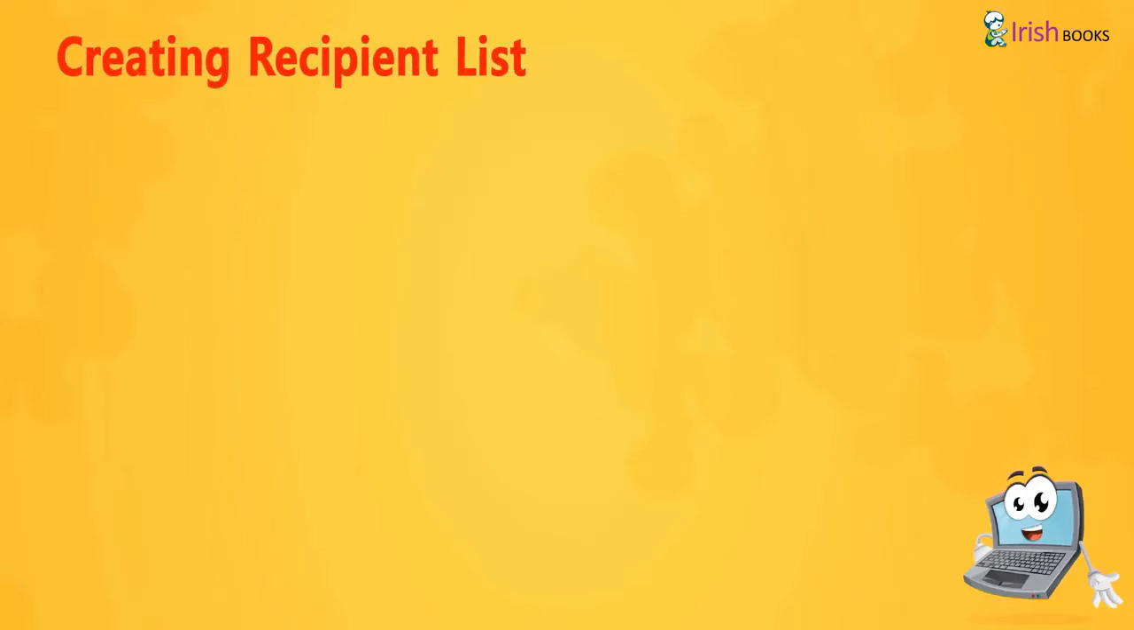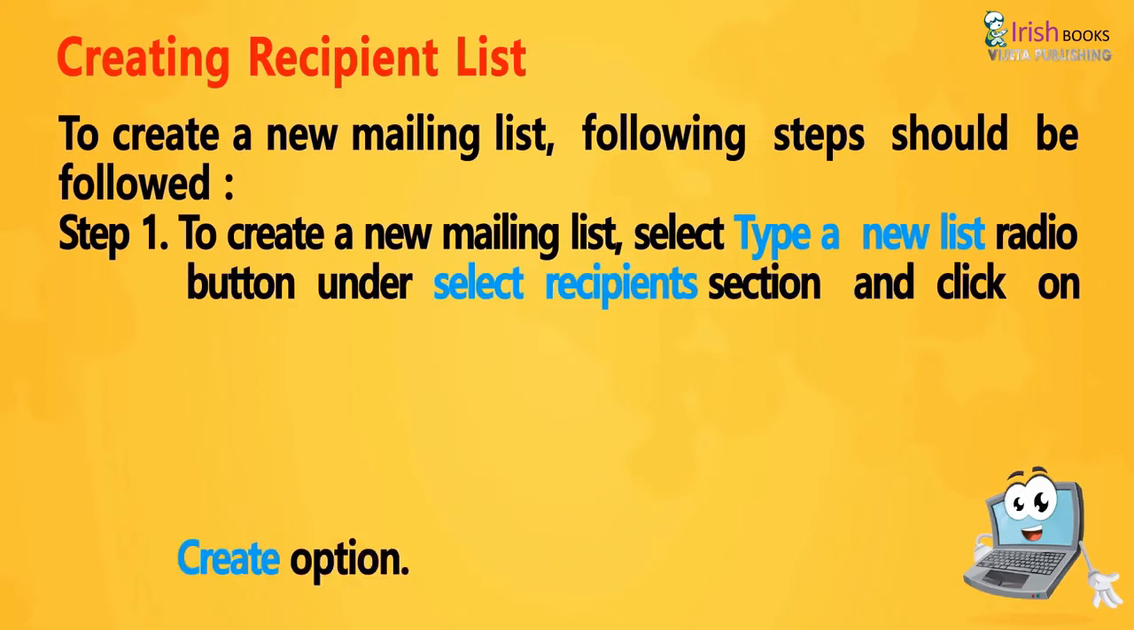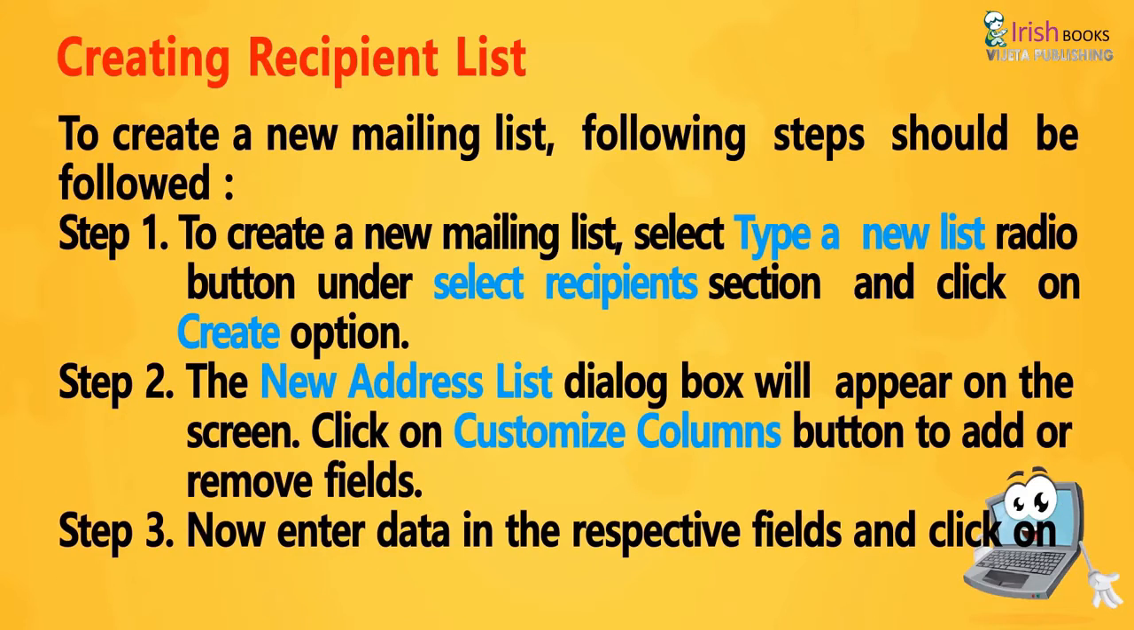Creating recipient list. To create a new mailing list, the following steps should be followed. Step 1. To create a new mailing list, select the Type a New List radio button under the Select Recipients section and click on the Create option. Step 2. The New Address List dialog box will appear on the screen. Click on the Customize Columns button to add or remove fields. Step 3. Now enter data in the respective fields and click on the New Entry button.